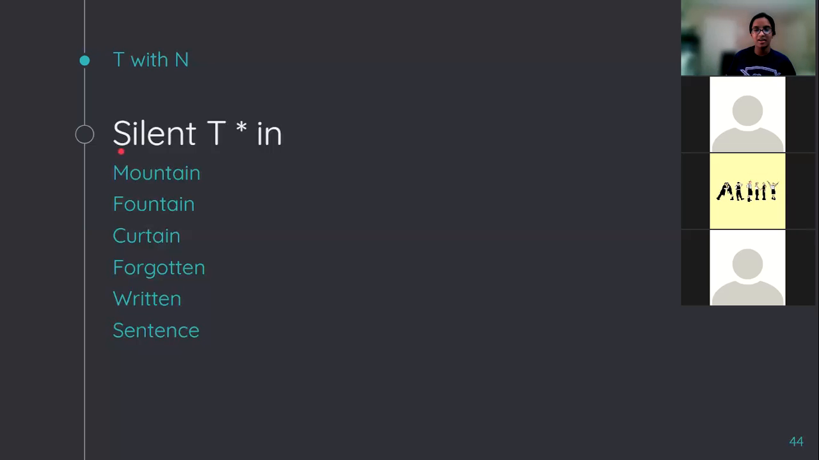But above I kind of wrote a guidance with the silent T asterisk. What that means is that you would say it as fountain. You can replace that with the N sound, or to help you better, you might say N. Fountain.